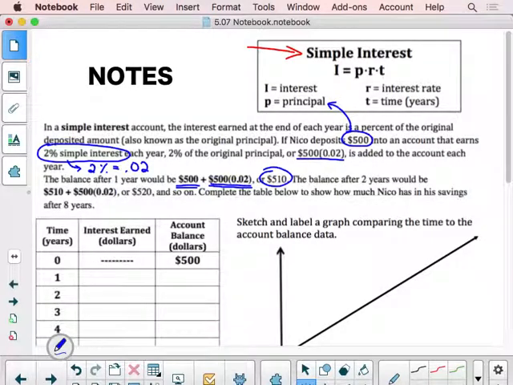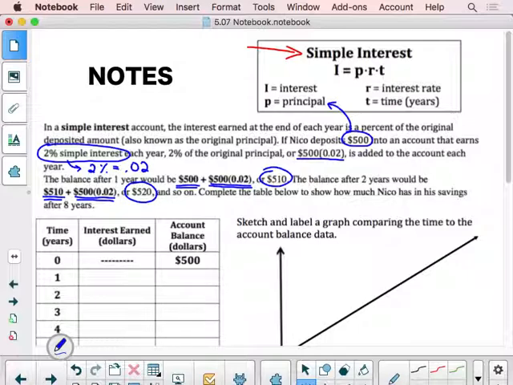Now, at the end of year 2, they're not going to give him interest on 510. They always go back to the original amount of 500. Like, listen, we gave you that 10 bucks. You didn't put that in the bank, so we're not going to pay you interest on it. We're only going to pay you interest on the original 500. So in year 2, you can see we have $510, but he only gets 2% of the original 500. So then he ends up with 520 at the end of year 2.